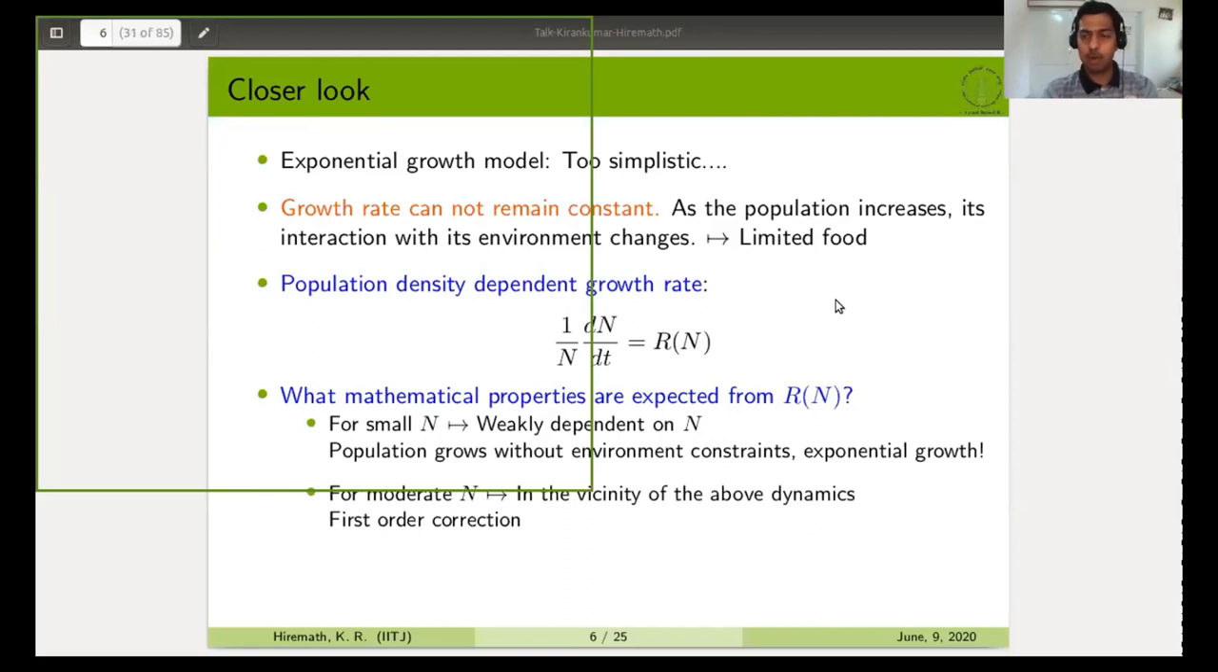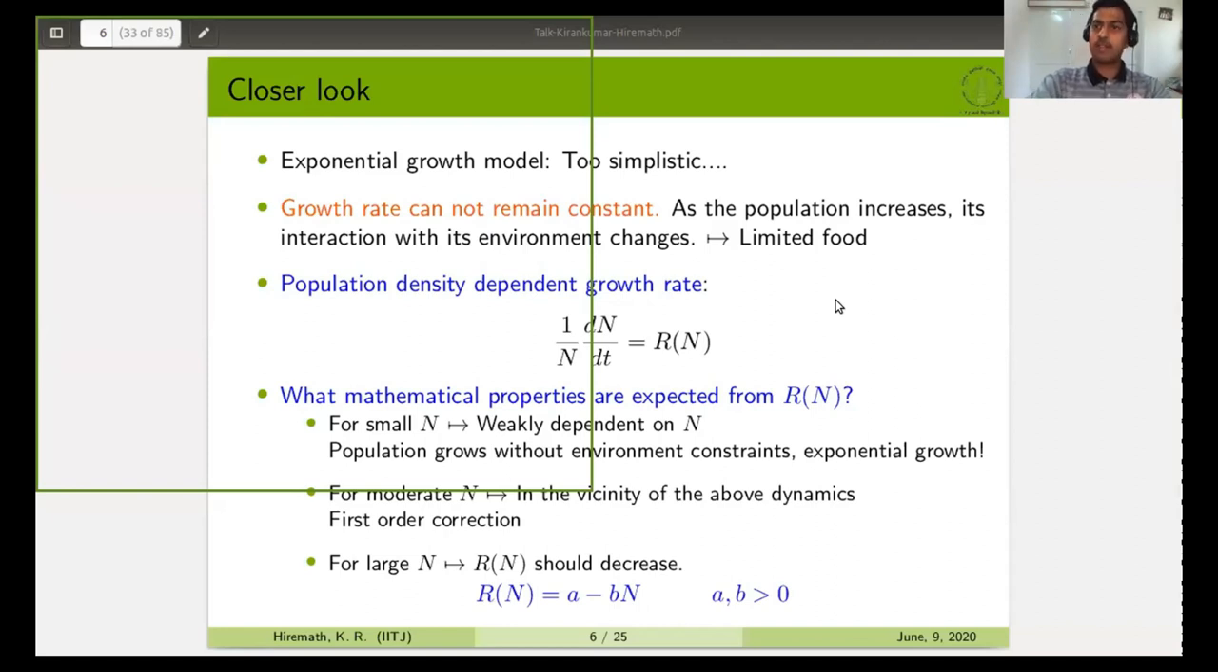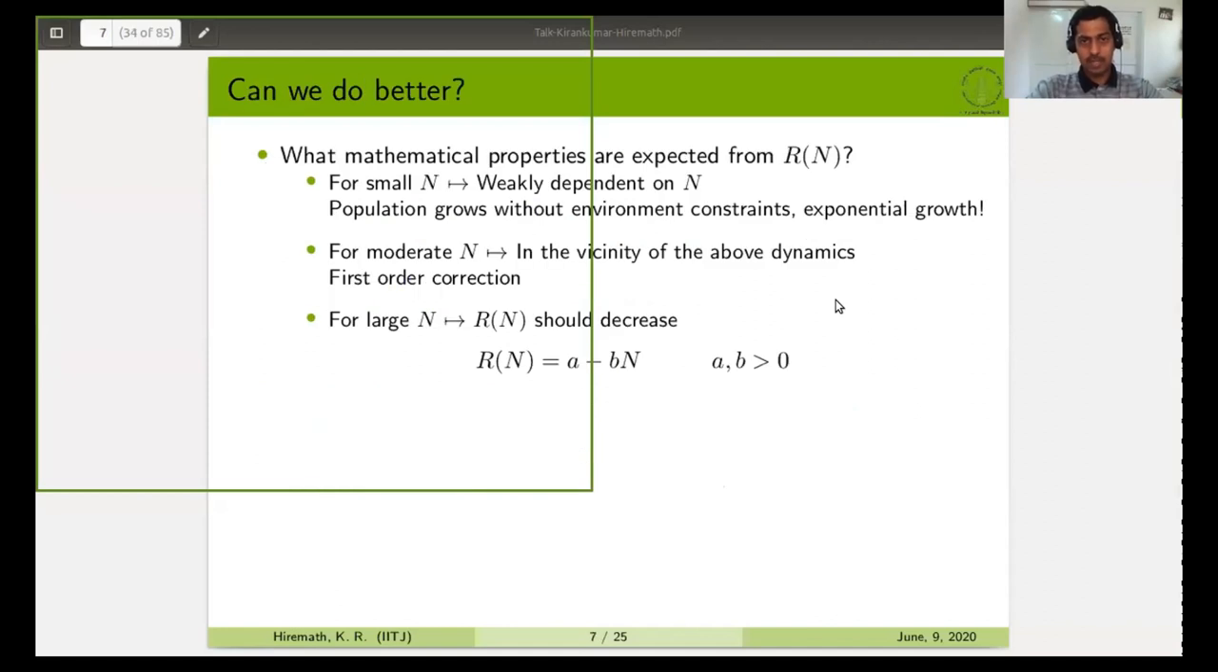Then for moderate n, there will be growth, but not as fast as exponential, slightly lesser than that. And what will happen if there is a large population? Then the population should decrease. So once we have a clear idea about our expectation, we can see what the functional form of this R of n will be. Then this R of n can be of the type a minus bn. So let's take a close look at this a minus bn.